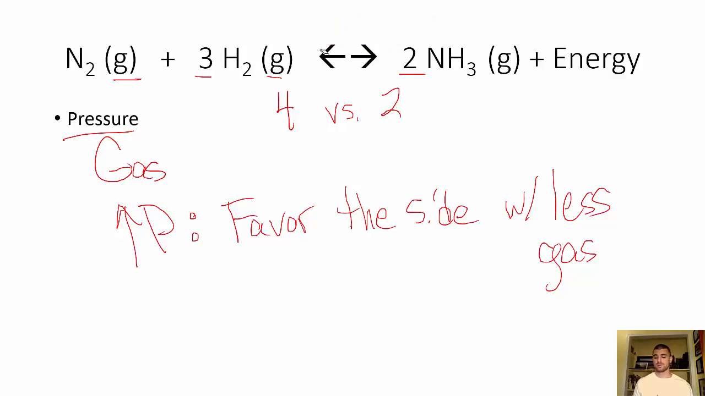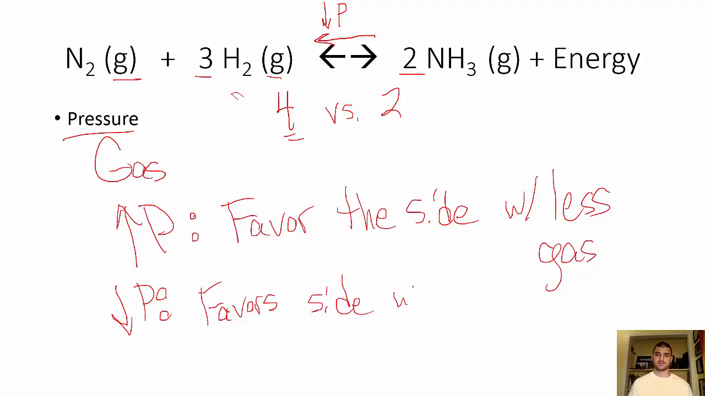Now the opposite is true. If I were to decrease the pressure, I'm pretty much making more room for gas, so I can have more gases. So it would have to shift to the left, the side with more gas. So if I decrease pressure, it favors the side with less gas. I'm sorry, more gas. So less pressure, more gas. More pressure, less gas. Right?